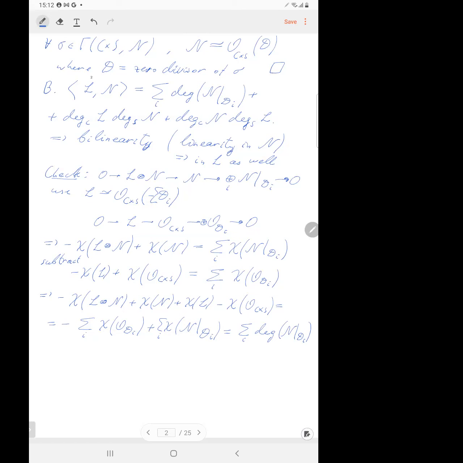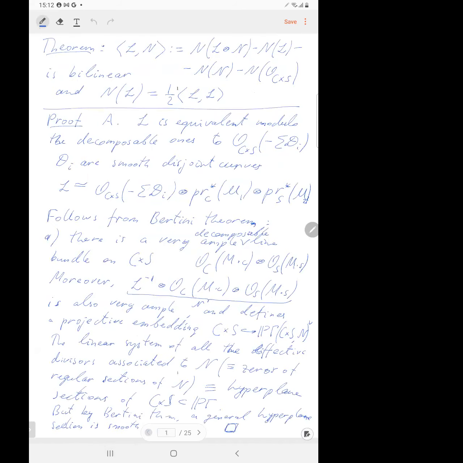And also, let's compute the Euler. So you see, if we go back to the definition, we need to compute something for the tensor product minus something for the factors and something for the structure sheaf. This is our pairing, and now this something is the defect, and the defect of any line bundle. If you remember, well, maybe let me write it down.